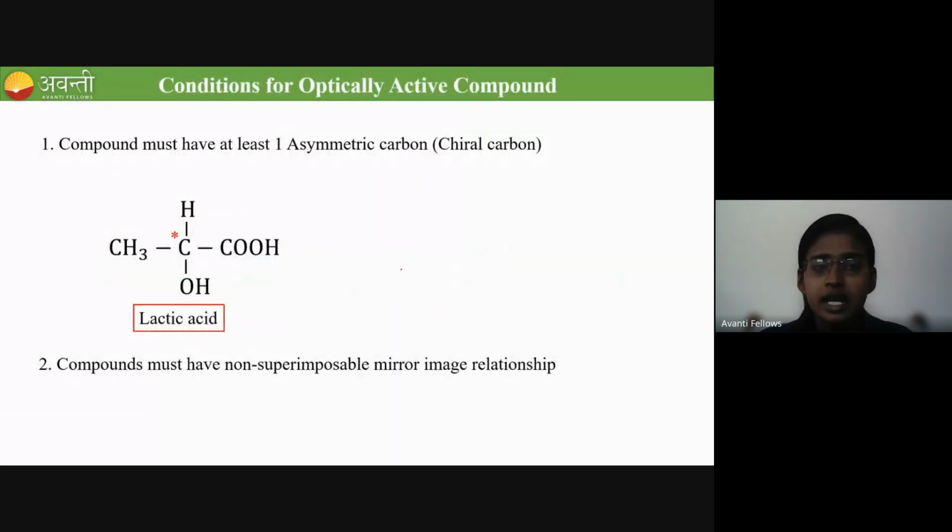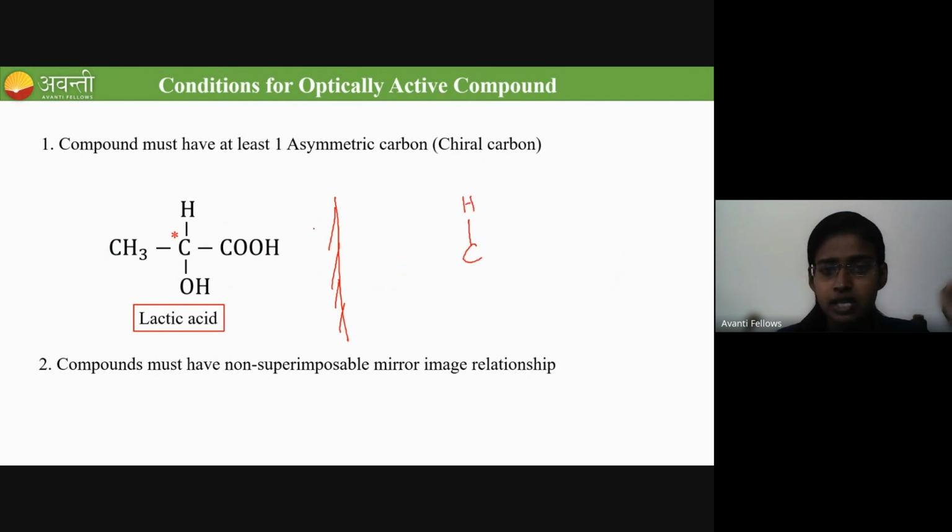And the second criteria is the compound must have a non-superimposable mirror image relationship. All chiral carbon containing compounds will have a non-superimposable mirror image relationship. What is meant by non-superimposable? Suppose I take the mirror image of this compound, what will I get?